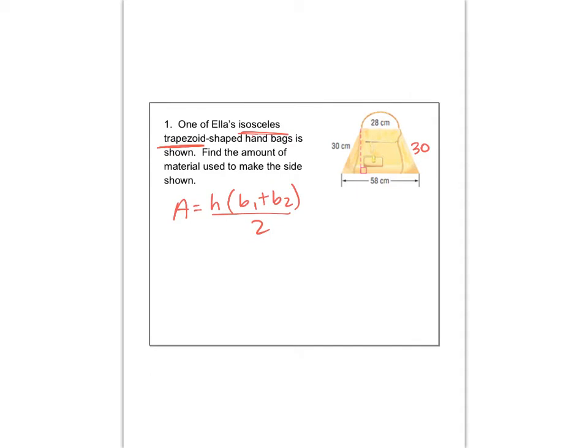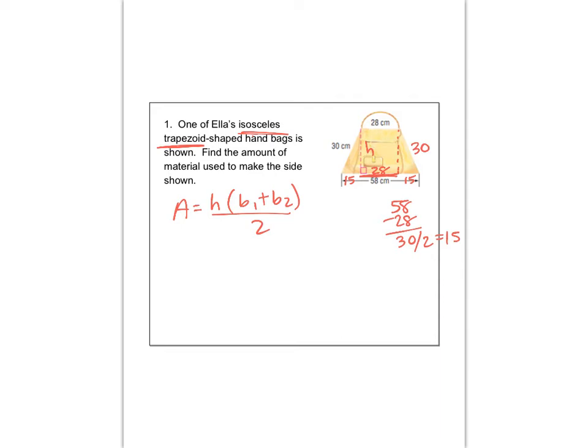Do we know the height? And the answer is no. It's this red dotted line, but we don't know what that is yet. And so we have to figure it out. So since it's an isosceles trapezoid, this distance down here is going to be 28. And so if we take 58 minus 28, we have 30 left. And we can see that if we divide 30 by 2, we get 15, which means this is going to be a length of 15, and this is also going to be a length of 15. So that all the way across the bottom of that purse or that handbag, we would have a distance of 58, but it would be broken up into 15, 28, and 15.